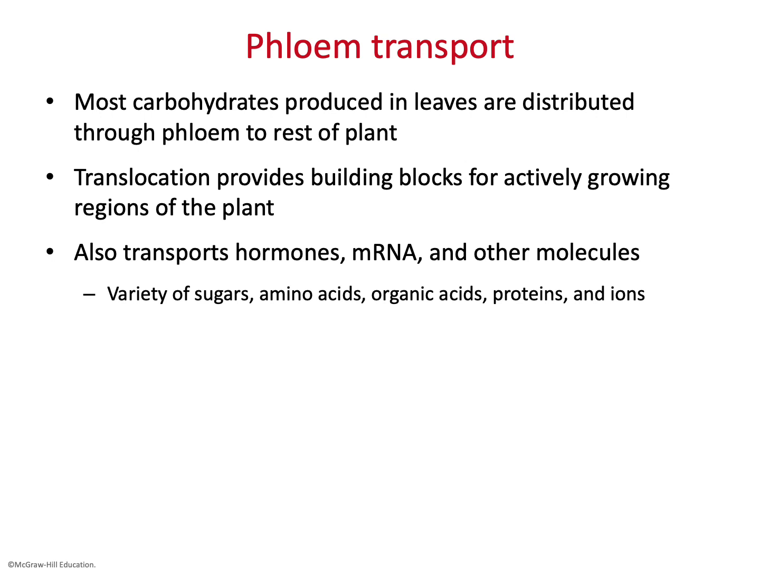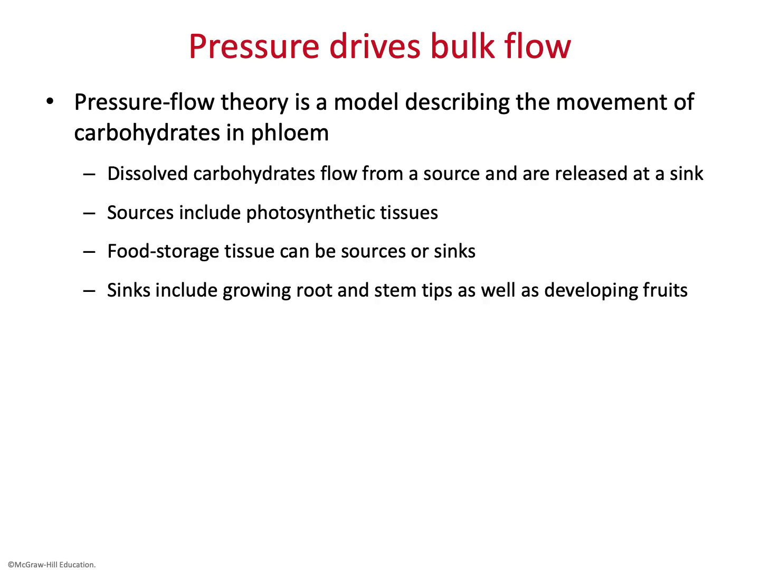As we now know, transportation in xylem is unidirectional, but phloem transportation is bidirectional, and can happen in both directions. The process of phloem transport is known as translocation, and not only sugars and sucrose are transported by phloem, they also transport hormones, mRNA, and other molecules including a variety of sugars, amino acids, organic acids, proteins, and ions.